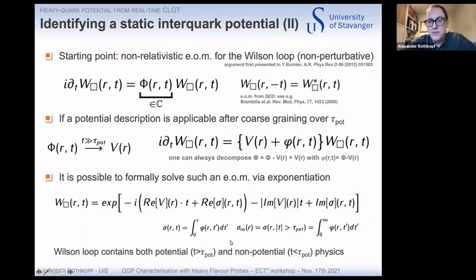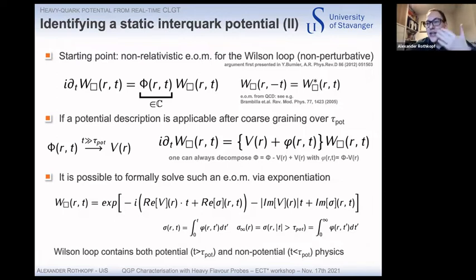Again, this is non-perturbative. And note that because your small phi eventually becomes 0, this function sigma also becomes constant at some point if you take its time argument larger than this characteristic timescale tau pot. What this tells us is that the Wilson loop that you compute, say from a real-time lattice simulation, contains both the physics of the potential and the non-potential physics. And now we have to figure out how to disentangle those two.